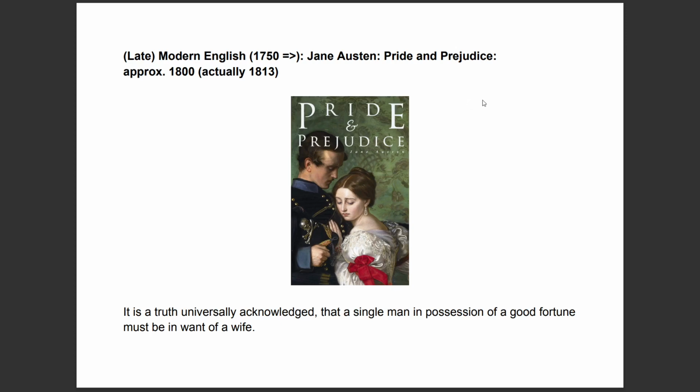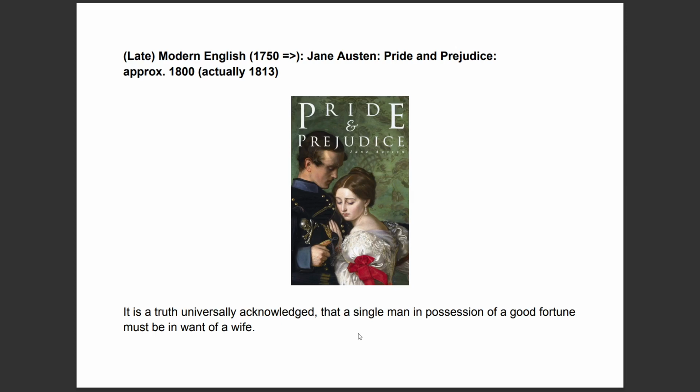So, Pride and Prejudice is one of her most famous novels, but she's written so many famous ones, and they've all been turned into films. So that was approximately 1800, and it's actually 1813. And as you can see there, Jane Austen is perfectly readable, not difficult at all. Some of the other writers at that time were maybe a bit more difficult, but that's probably just to do with style. And here we have one of the most famous opening lines in literature.